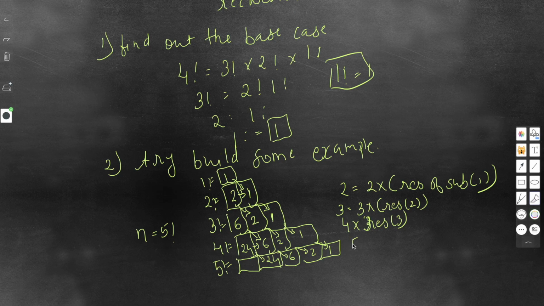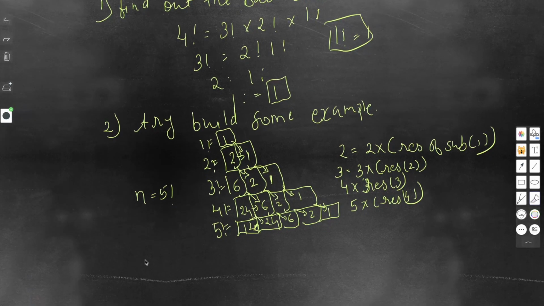How should I calculate for 5? 5 into the result of 4, sub problem 4. So what is the answer of 4 I got? That is 24. So 5 into 24, that is going to be 120. So this is how the diagram of this recursion problem looks. Now let's come to the third step, that is finding a pattern.